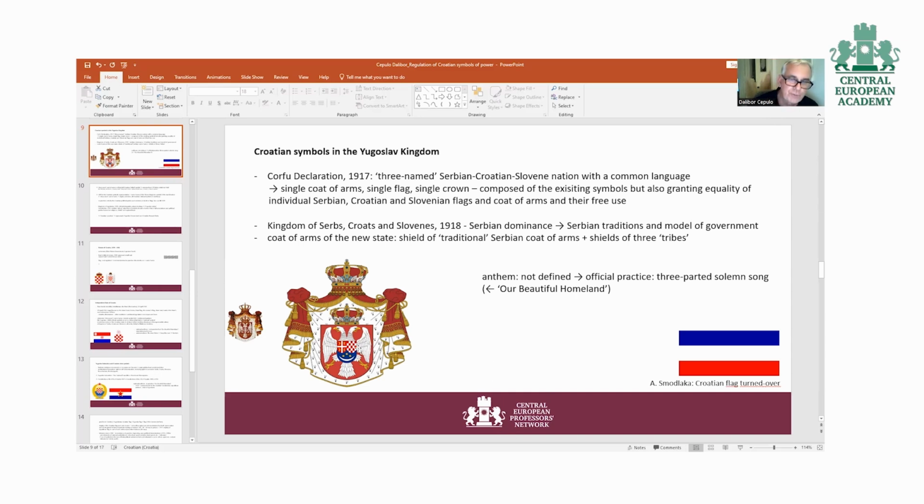This was also the first time that this characteristic Croatian checkered coat of arms was proclaimed an official coat of arms. The anthem of the new state was not defined, but it consisted of a three-parted solemn song: the Serbian anthem, the Croatian Our Beautiful Homeland, and the Slovenian solemn song.